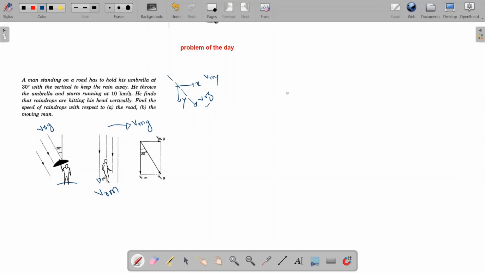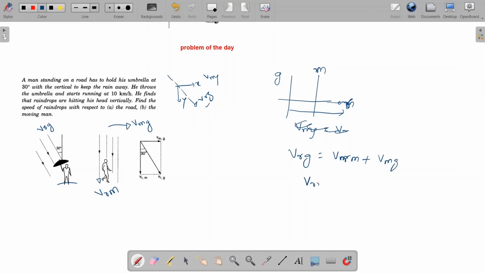Now I just told you that if we are observing rain with respect to ground, then you just draw a ground frame. Suppose this is a rain frame and this is the man. So this is nothing but the velocity of man with respect to ground. Since you are observing rain and man, this can be written as velocity of man with respect to ground plus velocity of rain with respect to ground. So velocity of RG can be written as velocity of rain with respect to man plus velocity of man with respect to ground. Okay, so VRM can be written as VRG minus VMG.